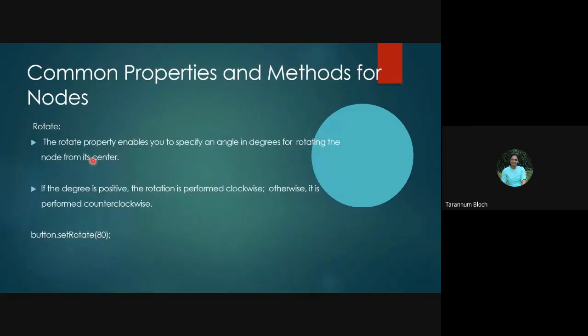So there is another property also, such as rotate. If you want to rotate a particular object to a given degree or angle, you can do it, right? If the degree given in the rotate is positive, the object will be moved clockwise. But if the value given in the argument is negative, in that case it will perform the counterclockwise operation. Fine. So rotate is a property which will specify an angle in degrees for rotating the node from its center.